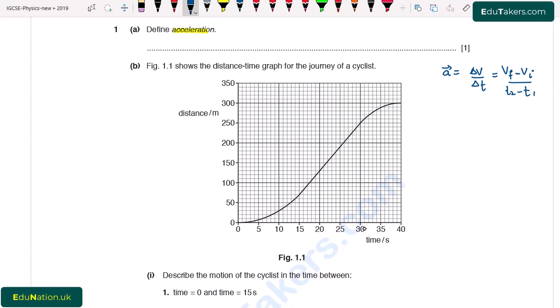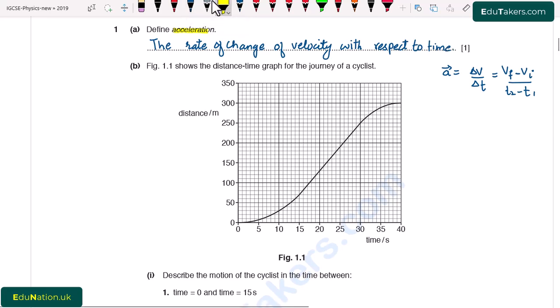T2 is the final time and T1 is the initial time. So we can define acceleration as the rate of change of velocity with respect to time. It is called acceleration.